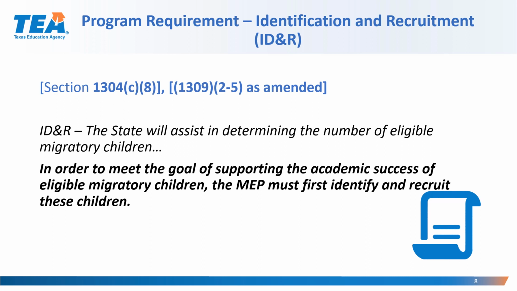The first requirement we want to talk about today is the identification and recruitment of migratory children. According to ESEA Section 1304(c)(8) and 1309(2) through (5), as amended, the state will assist in determining the number of eligible migratory children. In order to meet the goal of supporting the academic success of migratory children, the MEP must first identify and recruit these children.